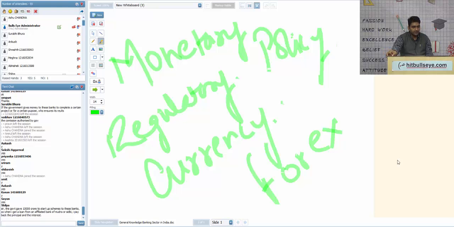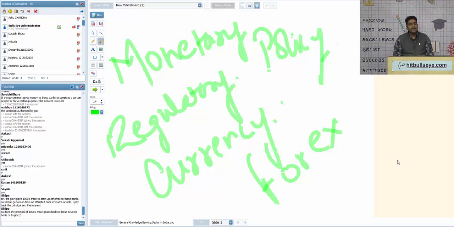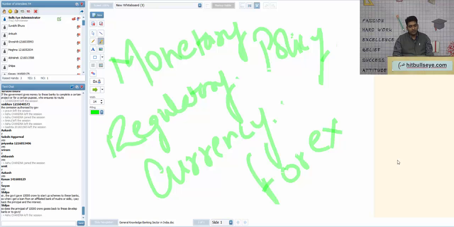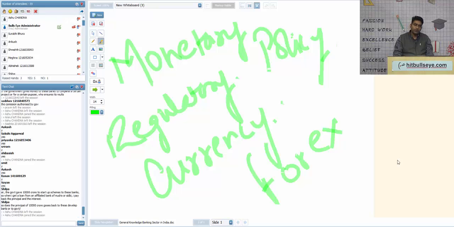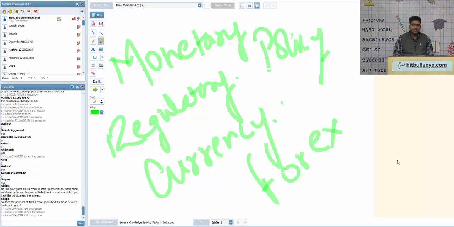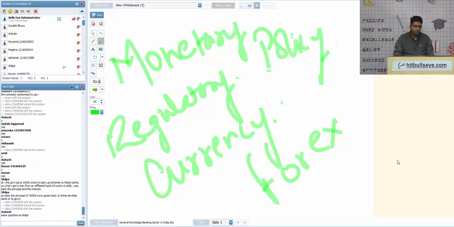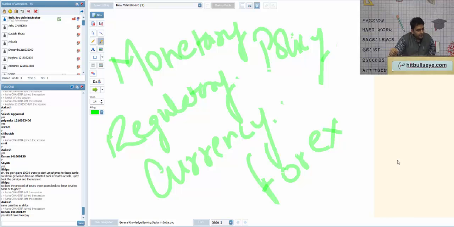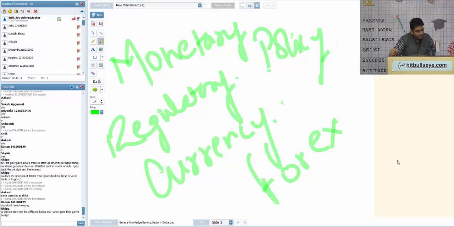RBI has the reach to check the accounts of every organization, to supervise every organization, and to reprimand every organization if certain anomalies are found in their functioning or in their avoiding the guidelines of RBI. By regulation we mean that RBI is provided with proper powers to check the accounts, to regulate the functioning, to monitor the accounts and also to penalize and reprimand the defaulting organizations. Got it?